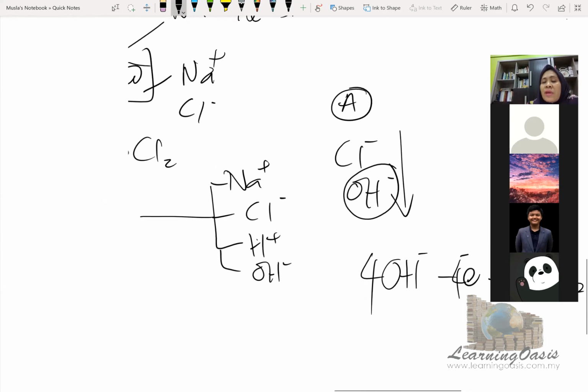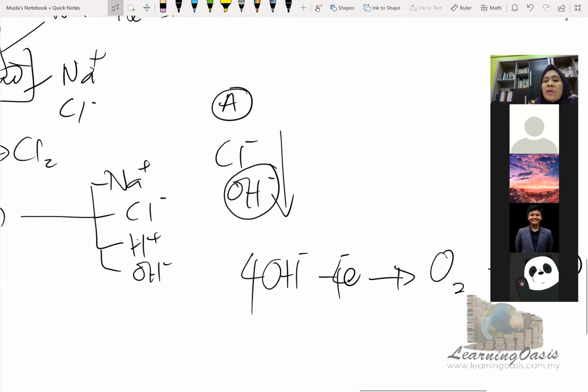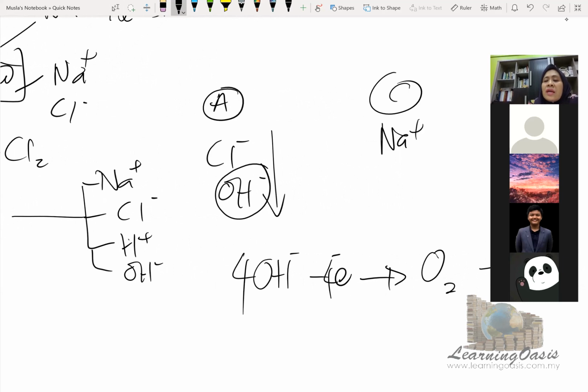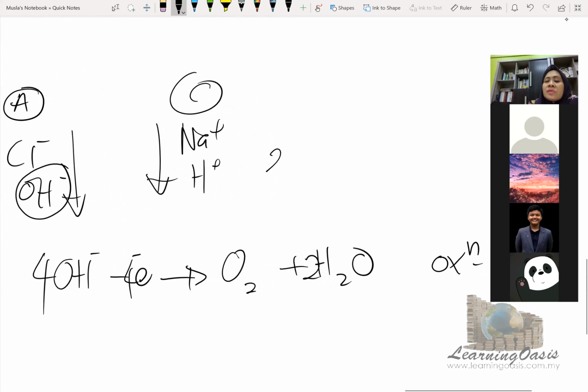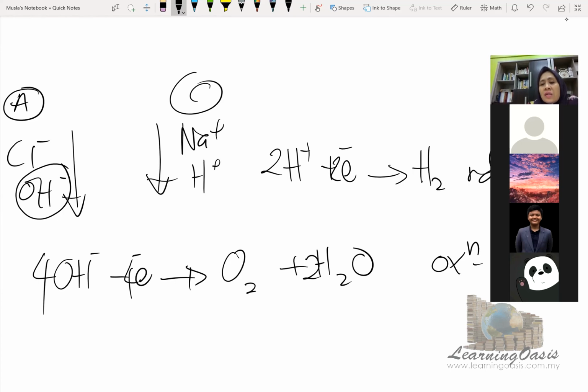Now the electrons travel from the anode to the cathode. At the cathode, what happens? You have a choice of sodium ion and hydrogen ion. The rule of thumb is that the less reactive ion will be discharged. Which one is less reactive? Hydrogen. So H plus is discharged and you see bubbles of hydrogen. Is it oxidation or reduction? It's reduction.